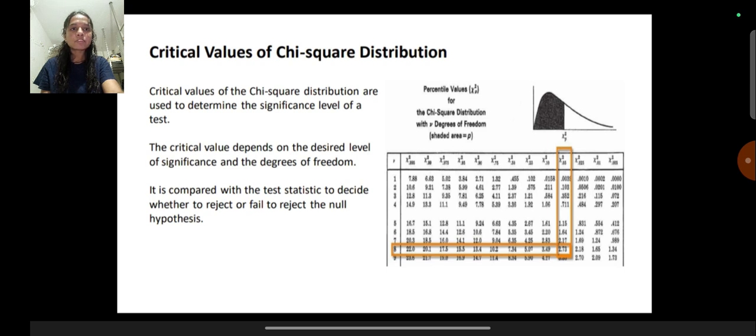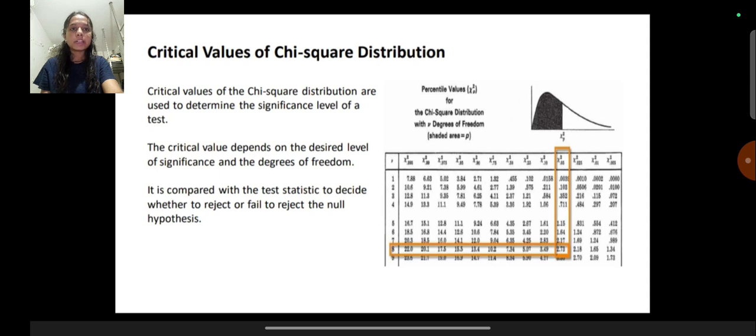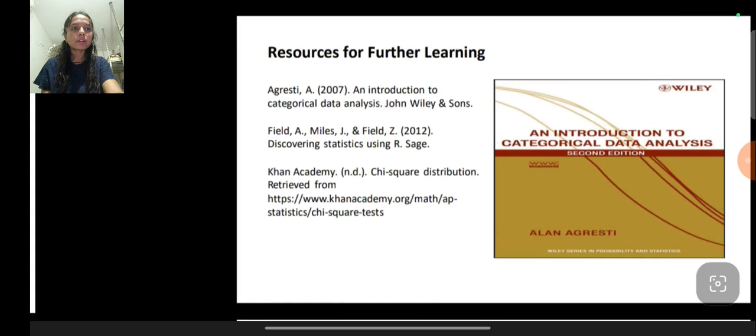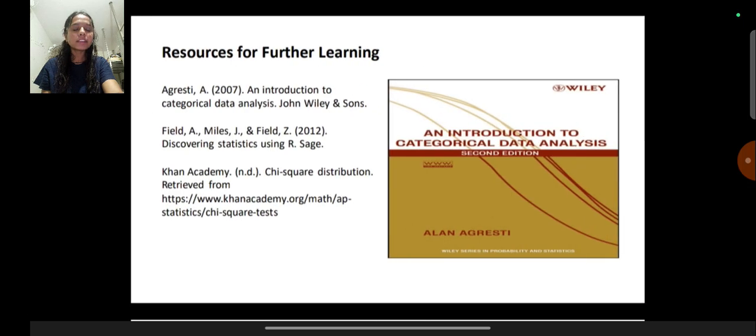Critical values of chi-square distribution are used to determine the significance level of a test. The critical value depends on the desired level of significance and the degrees of freedom. It is compared with the test statistic to decide whether to reject or fail to reject the null hypothesis. This is about the critical values of chi-square distribution. And next, resources for further learning.